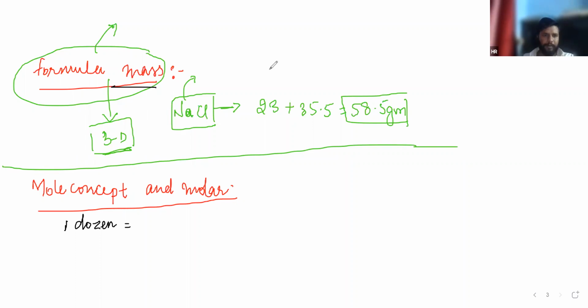If I'm asking, 5 dozen equals 1 dozen equals 12, that means 5 dozen equals 12 into 5, that will be 60, whatever it is, pens, bottles, whatever you are buying or counting.